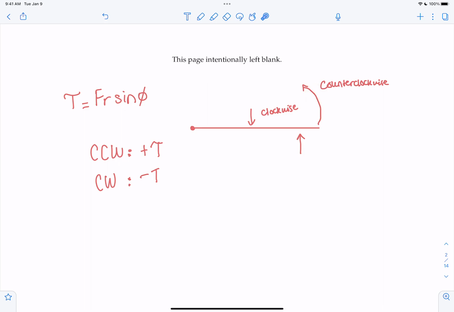Should be negative, but it's actually the other way around. If you're going counterclockwise, we denote that as positive torque. If you're going clockwise, we denote that as negative torque, right? So that's how you get the direction for torque.